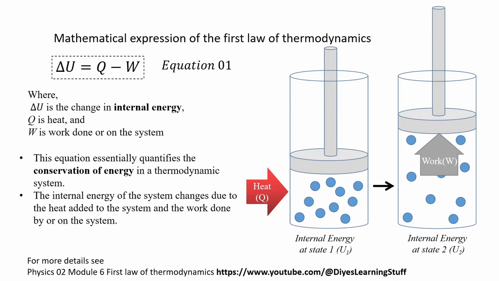This expands the volume of the gas, pushing the piston upward with work W. The internal energy U changes from state 1 to state 2 and it is expressed as equation 1. The internal energy is the sum of the kinetic energy and potential energy of the particles, which is the same as conservation of mechanical energy.